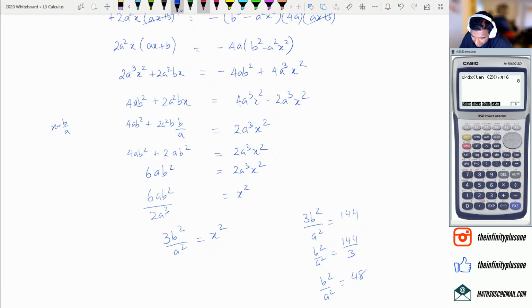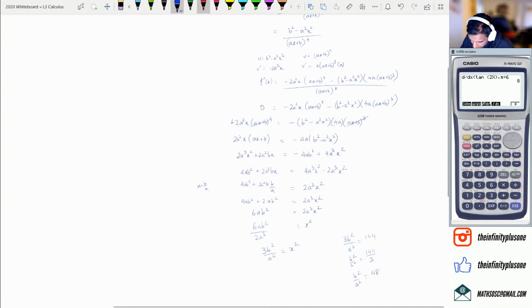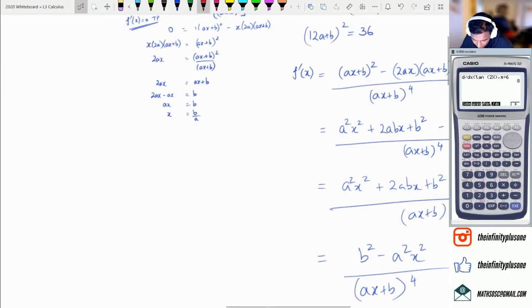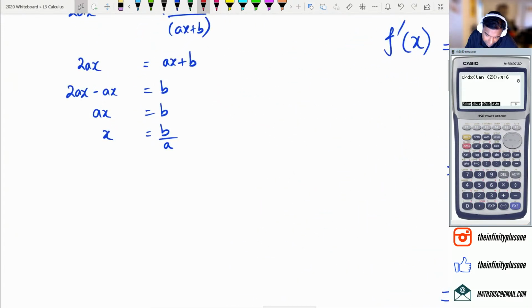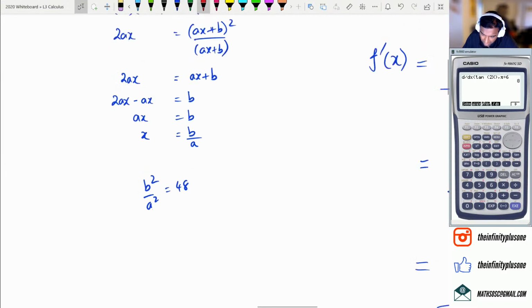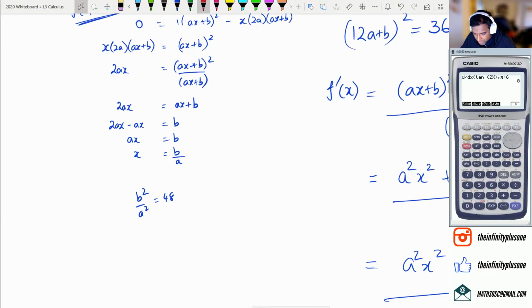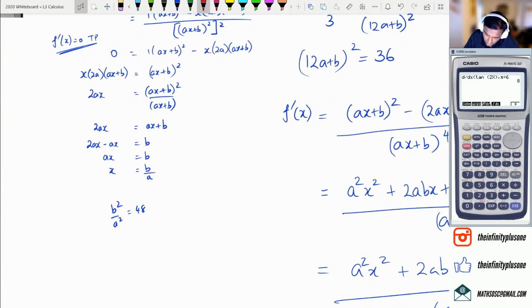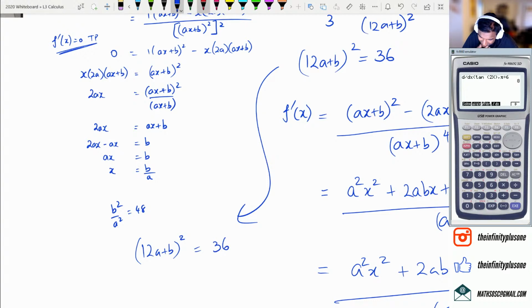But apart from that, all I got is b squared over a squared equals 48, and b over a equals x. That's what I have. I should have listened to you, Lucas, when you said this was going to be a long question. I guess the one other thing that I have is something like this. Because I've got 12a plus b squared equals 36.